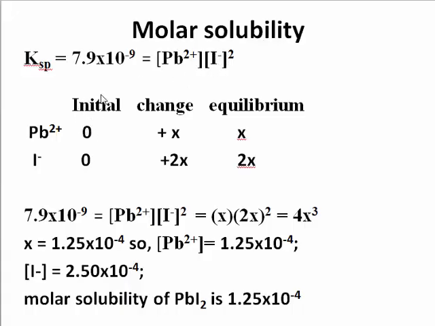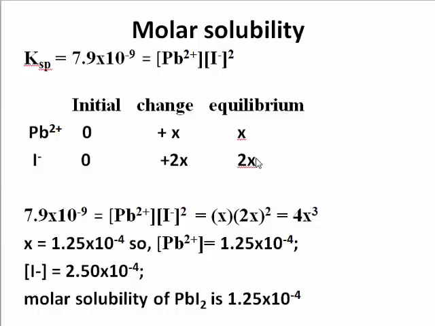Once again, our assumption is that there are no ions initially, and that the concentrations of lead and of iodide are equal to 0. The reaction has to proceed to the right, so the concentration of the lead will increase by some amount x, and the concentration of iodide increases by some amount 2x. And the sum of the initial and change is the equilibrium concentration. So at equilibrium we have concentrations x and 2x.